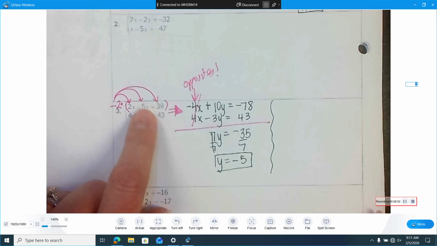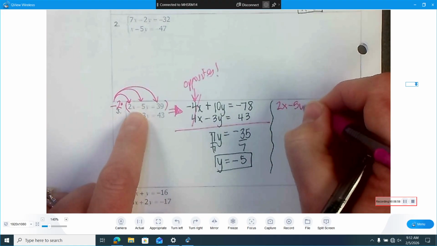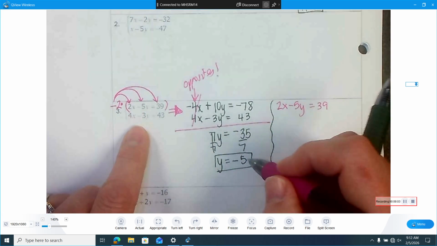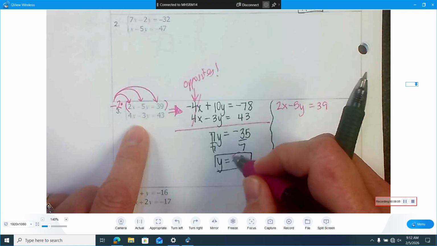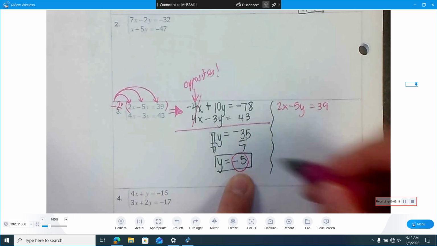And we can plug it into either equation. I'm going to use the top equation this time. 2x minus 5y equals 39. And I chose that for no other reason than the numbers were smaller, maybe? I don't know. So I'm going to take my -5. Where does that plug into? The y. Good.